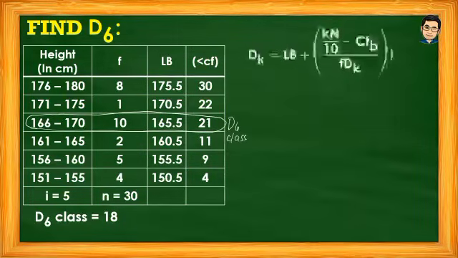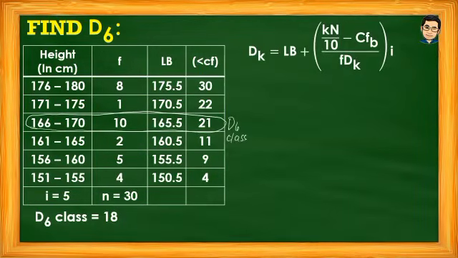Next, applying the formula, D sub 6. So, what is the lower boundary of the D sub 6 class? That is 165.5 plus the quantity of Kn over 10 minus CFB all over F D sub K. Okay, so Kn over 10 muna na tayo. That is 18, of course.